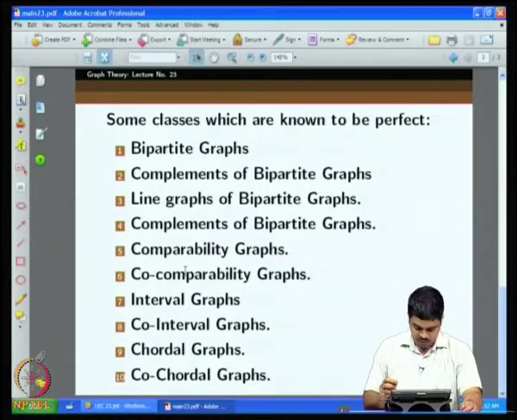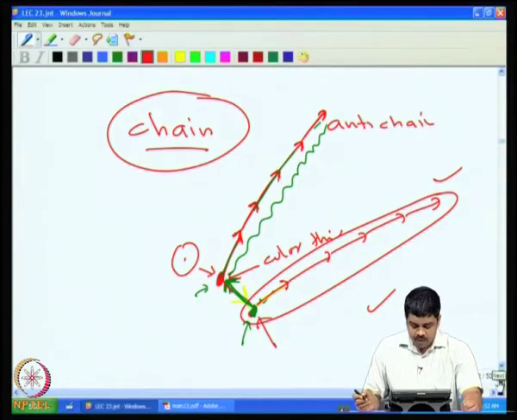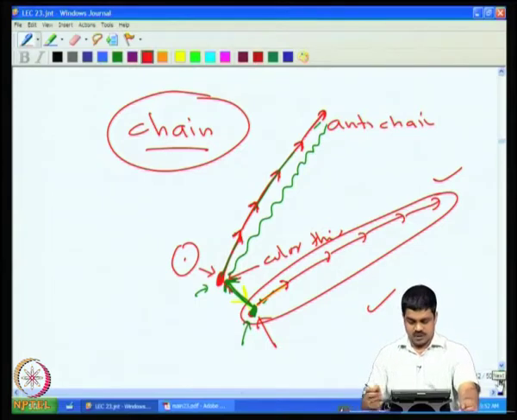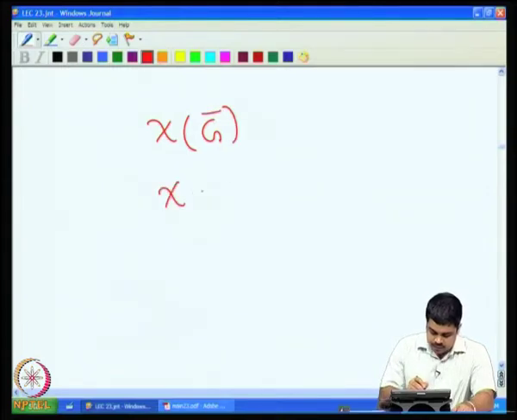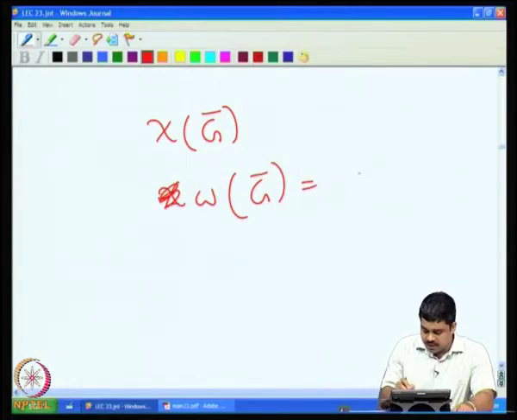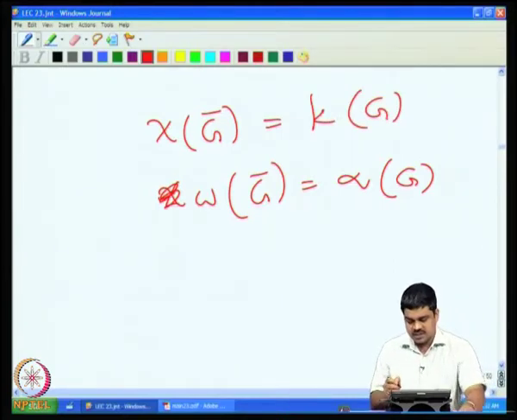So, what about co-comparability graphs? The co-comparability graphs means essentially the complements of these. Again we ask what is chi there. I will say chi of G bar and omega of G bar. What is that? This omega of G bar is alpha of G, right, the independent set number. This chi of G bar is essentially the clique cover number of G. So, we can just ask what does it mean.